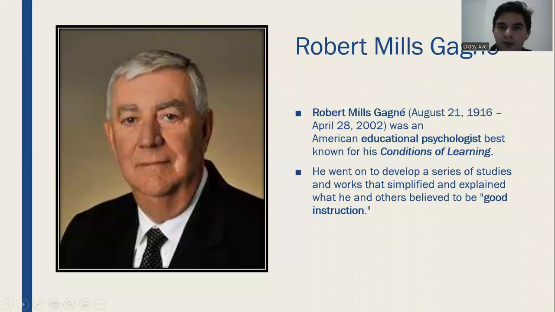Robert Gagné is an American educational psychologist, and he's known for his conditions of learning that we're going to be talking about today. He also went on to develop a series of studies and works that simplified and explained what he and others believe to be coding instruction. So what this basically means is that he thinks that with the proper and correct instruction, you can learn everything.